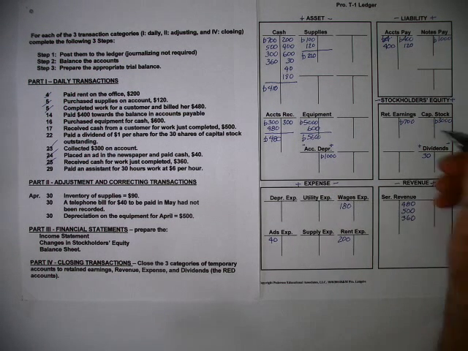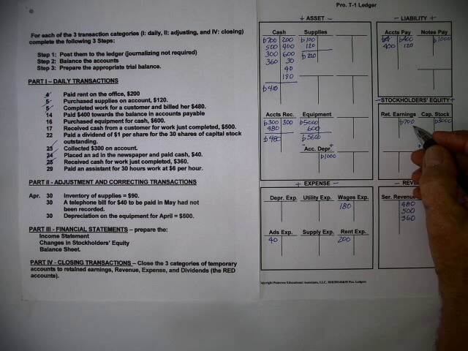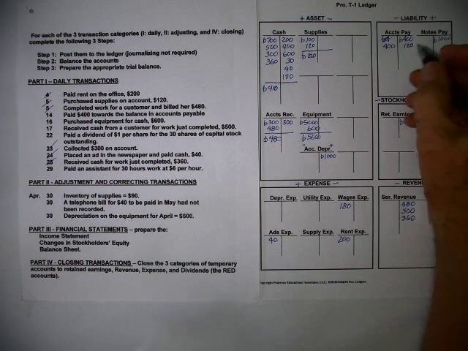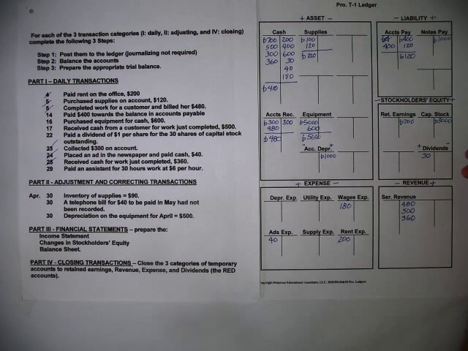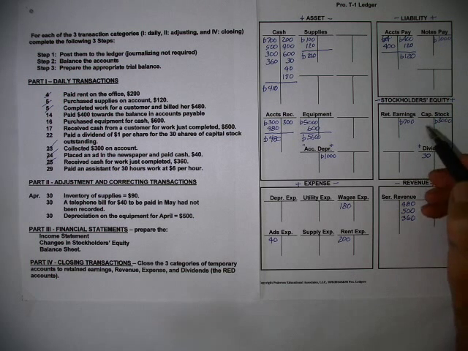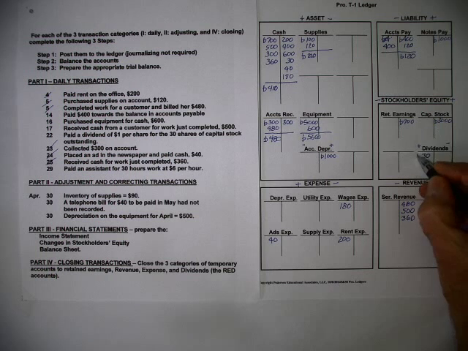Let's see here. Accounts payable has a balance of $120. Notes payable already has a balance in it, $1,000. There was no change there. No change for retained earnings, no change for capital stock. Dividends now has a balance of $30.